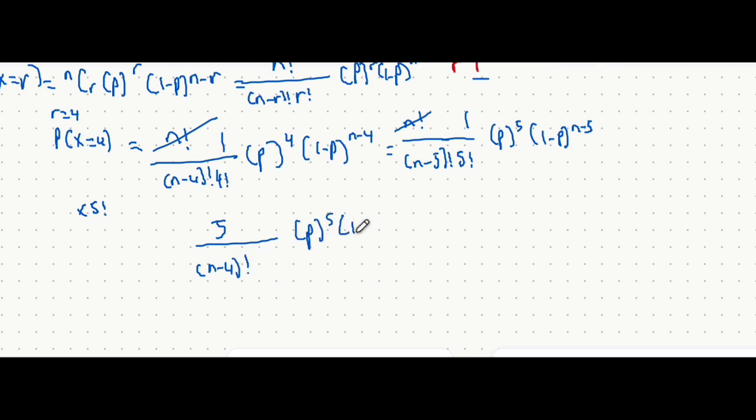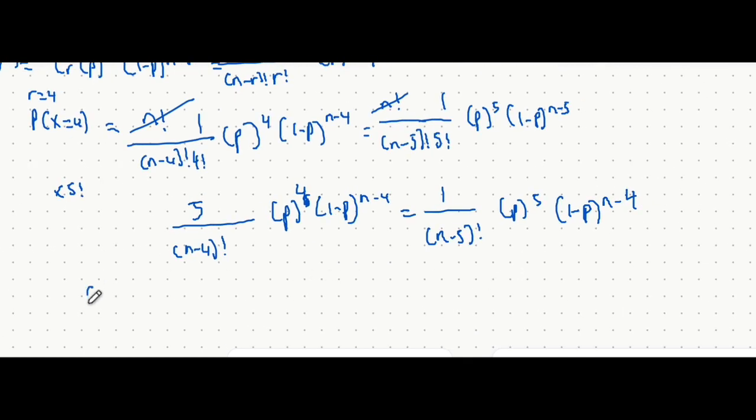And the reason I specifically chose that factorial is because when you multiply the right hand side by 5 factorial, it'll cancel out the denominator here, leaving you with 1 over n minus 5 factorial, p to the power of 5, 1 minus p to the power of n minus 4. Great. What else can we do to simplify? We can divide both sides by p to the power of 4. I'm not going to bother writing that out again.